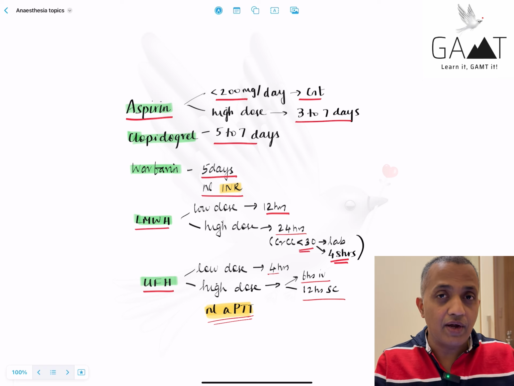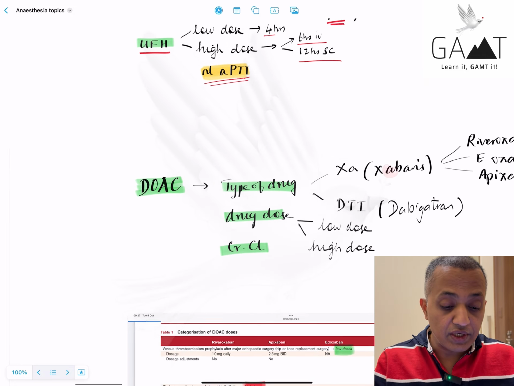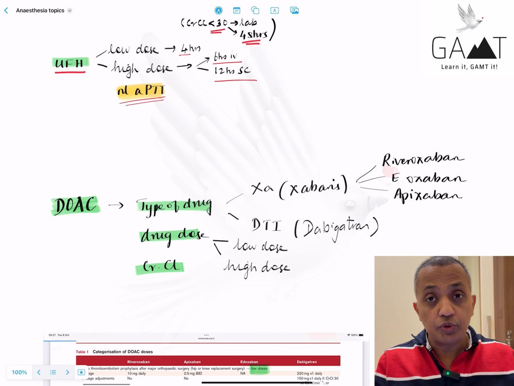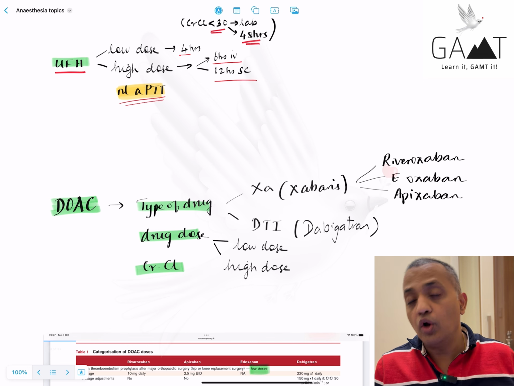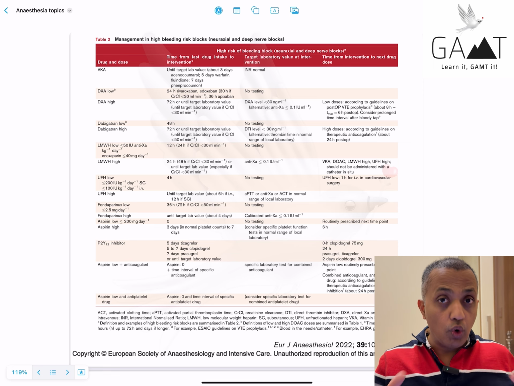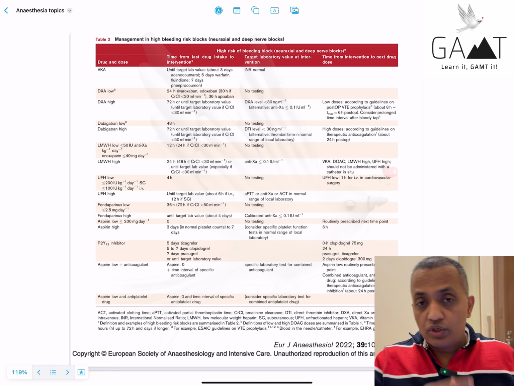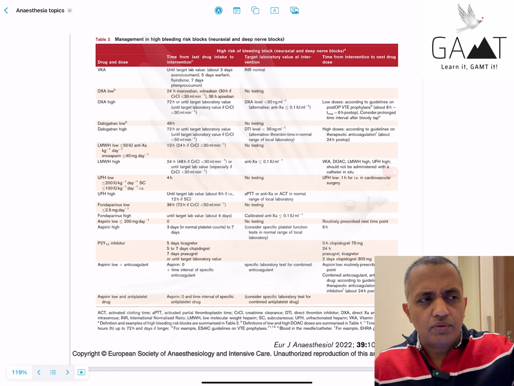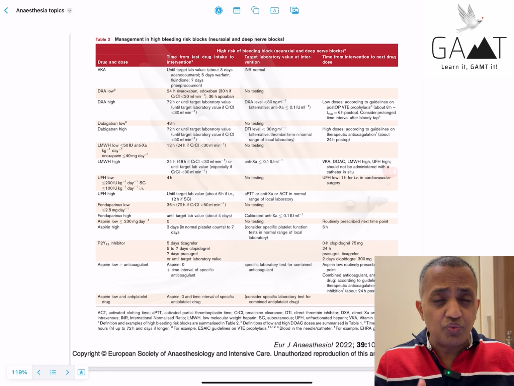The confusion arises with the direct-acting oral anticoagulant agents, which are rivaroxaban, edoxaban, apixaban, dabigatran. How long do you wait, etc.? It always comes up. But when you look at the guidelines, it can be quite overwhelming. They look at high dose, low dose, they look at the creatinine clearance, etc., etc. So it's very difficult to remember all this stuff. So thankfully, we have GAMT.